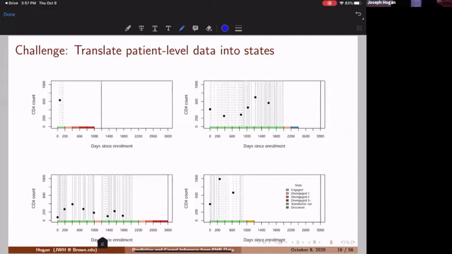I'll say one other thing, the other state is right here. This is a person who died. The blue color means that they died. So that's another state you could be in. So what you can see here is that we try to take a fairly complicated data set, and I'm only showing you three variables.